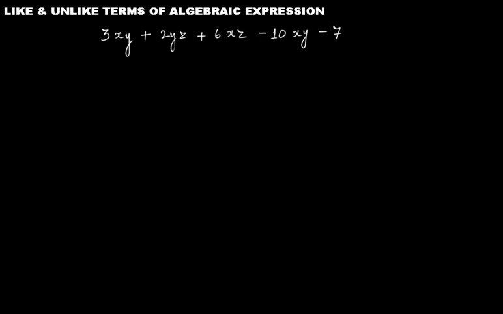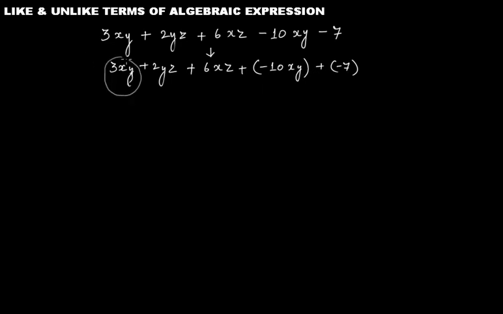We have how many terms here? We have 1, 2, 3, 4 and 5 terms. And as we have discussed, whenever we have a negative sign, always think of this as 3xy plus 2yz plus 6xz plus minus 10xy and plus, within the bracket, minus 7. Now here are the terms: 3xy, 2yz, 6xz, minus 10xy and minus 7.